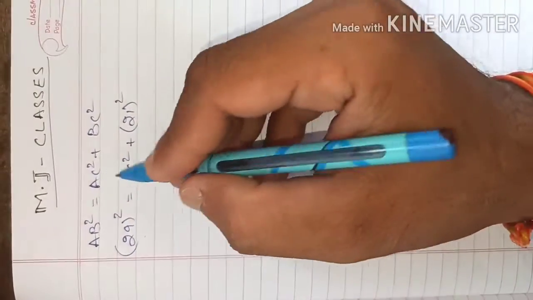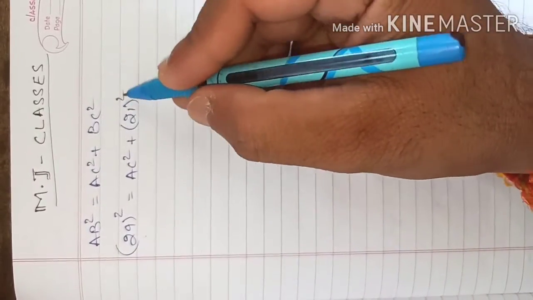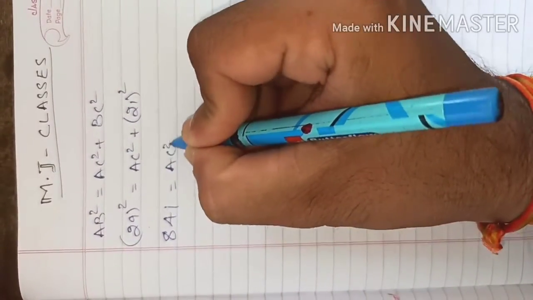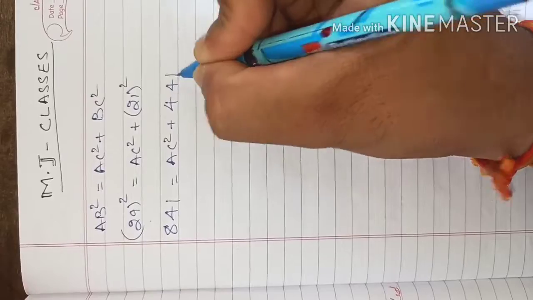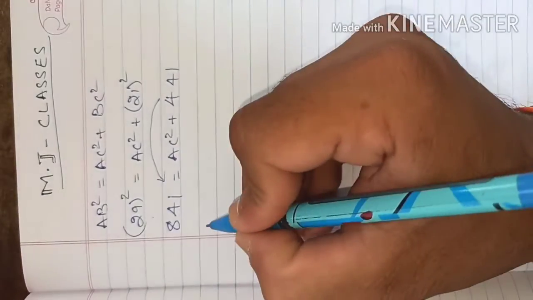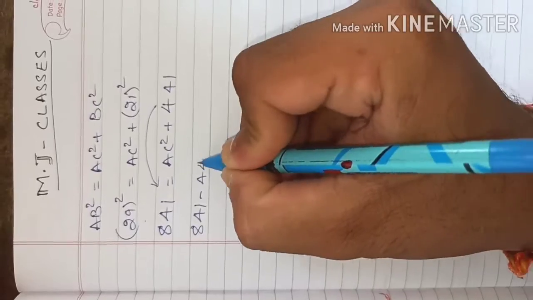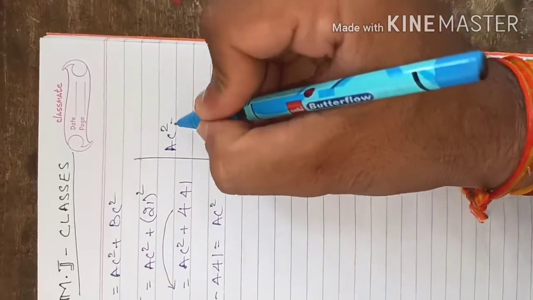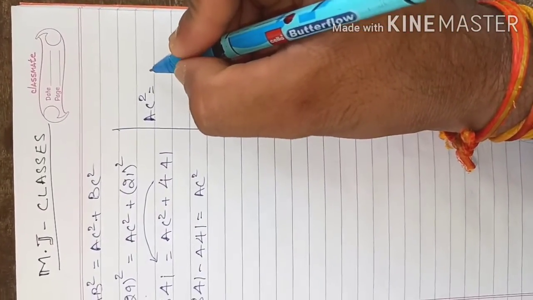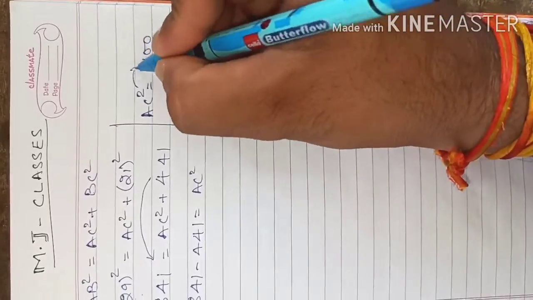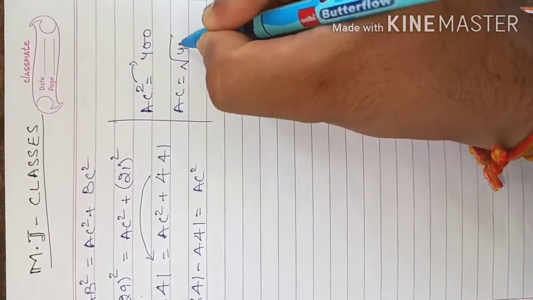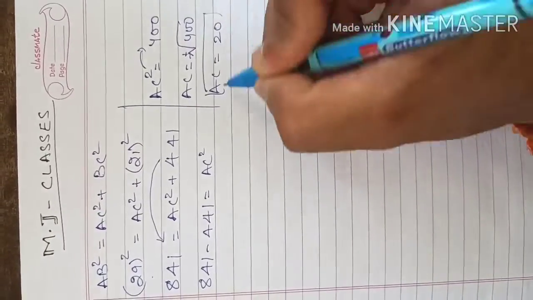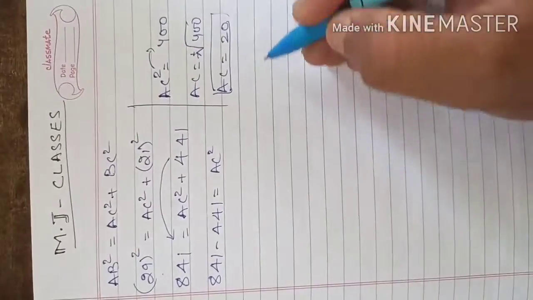AB square is 29 whole square, AC we don't have, BC is 21 whole square. So 29 square is 841 equals AC square plus 21 square is 441. Bring 441 to the LHS. 841 minus 441 equals AC square. So AC square equals 400. Take the square to the other side. AC equals root over 400, plus or minus, AC equals 20. So the value of AC is 20. So once again I am going to draw the triangle.